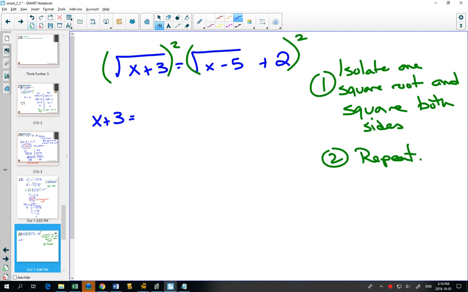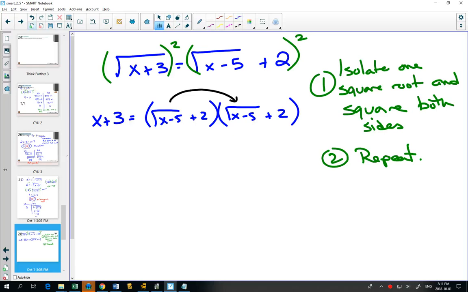But on the right-hand side, what does the square root of x minus 5, plus 2, all squared mean? Would you agree that it means the same thing multiplied by itself? And sometimes this is very helpful to write out. Because the number one mistake students want to make in this situation is to just square each term and keep going. But if I actually write it out, the same thing multiplied by itself, how do you multiply something like this? You have to FOIL.